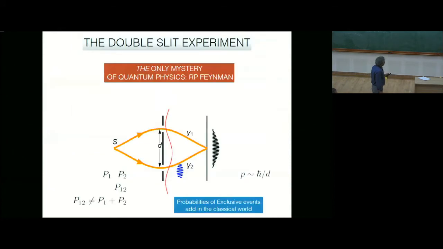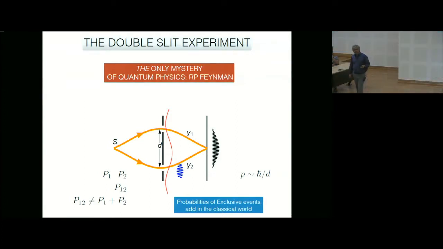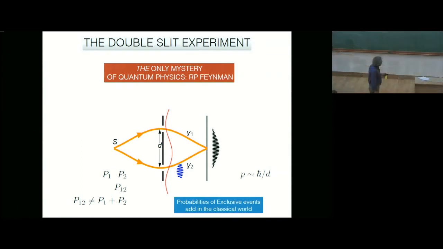Now, if you look at the double slit experiment, it's something which is taught in bachelor's courses, and Feynman has somewhere said that it contains the only mystery of quantum physics. So you have, never mind these red lines and these blue lines, a source here and a detector placed along here, and an electron can get from the source to the detector in two paths. Actually, there are two bundles of paths, but for the moment, let's assume they're just two paths.